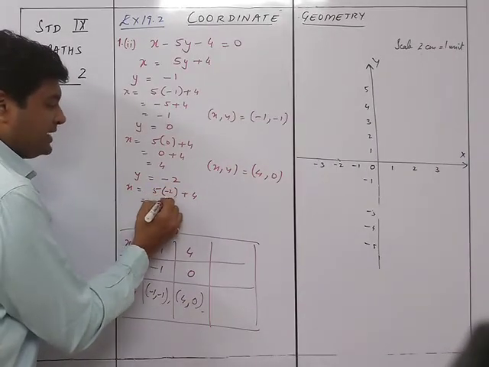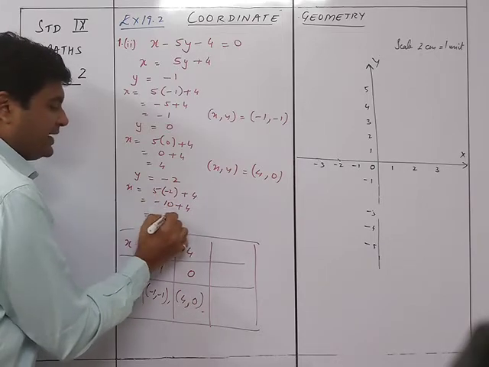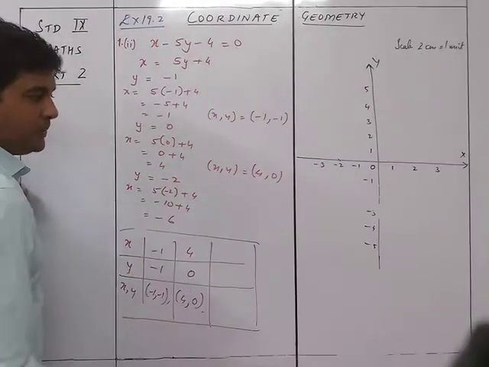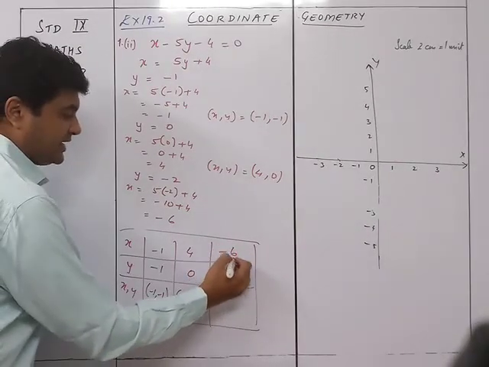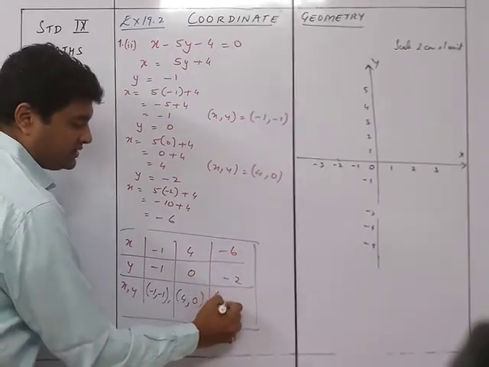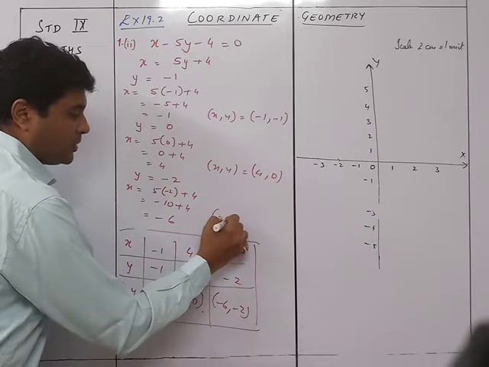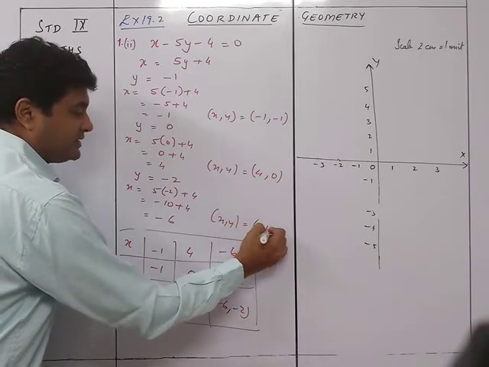So this becomes minus 10 plus 4. That will be minus 6. So minus 6 is possible to get. 9 and so on is not possible to plot. That's why we are going to take it as minus 6, minus 2. Or we can say x comma y is equal to minus 6 comma minus 2.